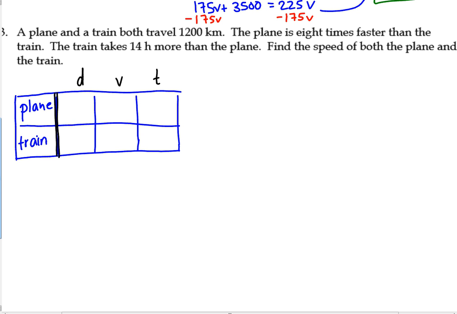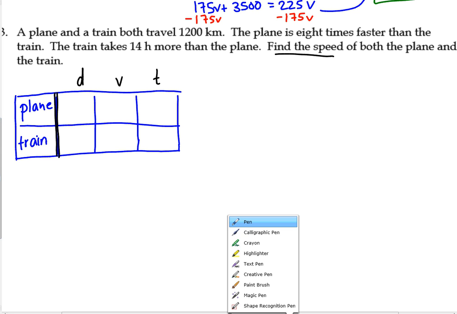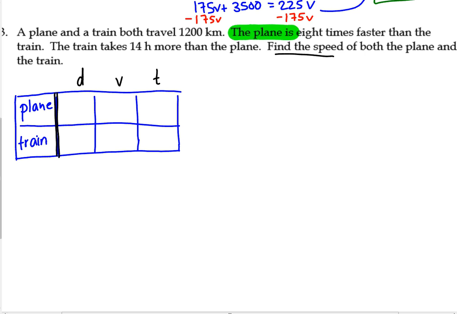The variables. Okay, so what are we looking for? Find the speed. It says the plane is 8 times faster than the train. So who are we going to make our variable, or unknown? The train or the plane? Always use the slower one. So in this case, the train is slower. We're going to call him V. You could use X if you want. No, V is okay? Doesn't matter. So then what would be the plane's speed? He's 8 times faster. 8V. Good.